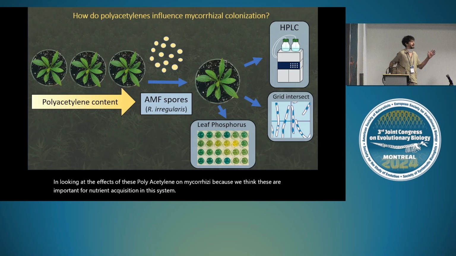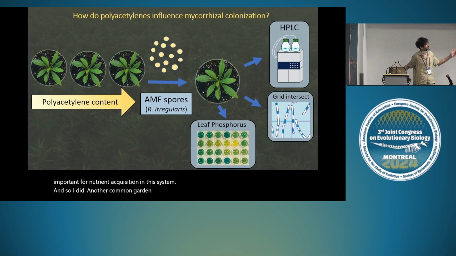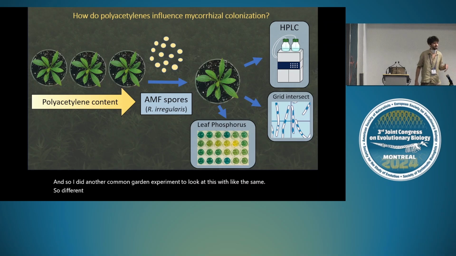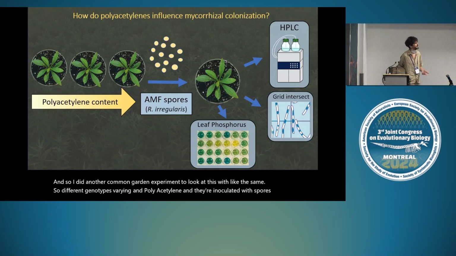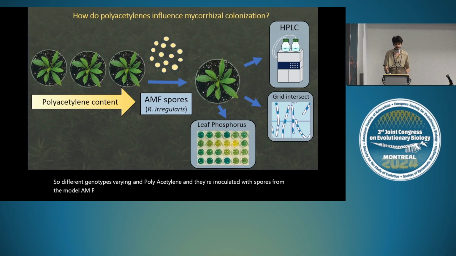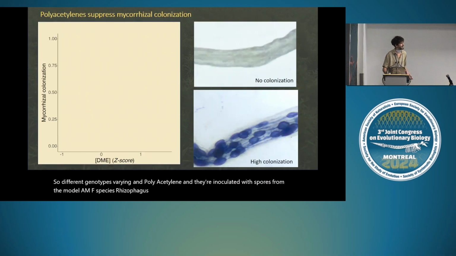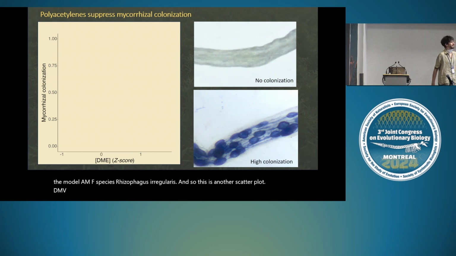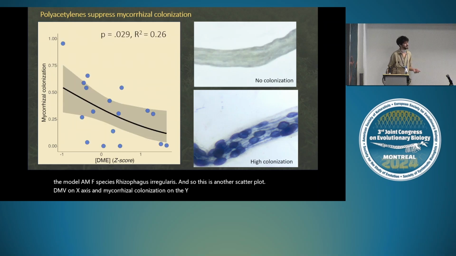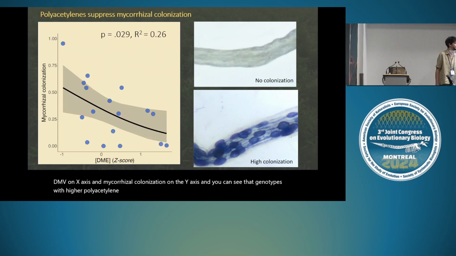I did another common garden experiment to look at this, with different genotypes varying in polyacetylenes, inoculated with spores from the model AMF species, Rhizophagus irregularis. This is another scatter plot, with DME on the x-axis and mycorrhizal colonization on the y-axis. You can see that genotypes with higher polyacetylene production have reduced colonization.